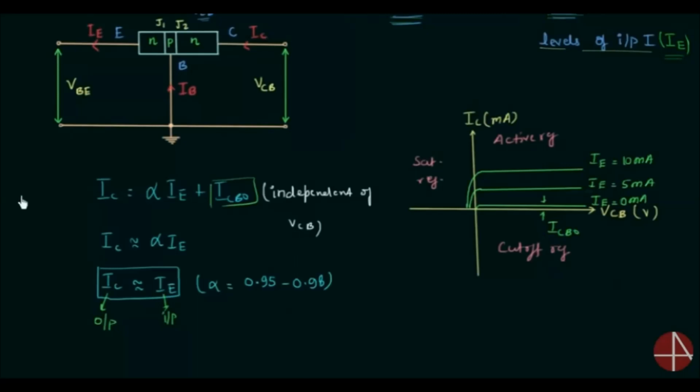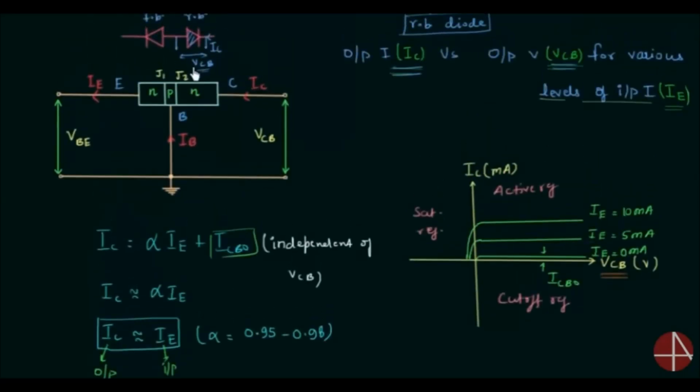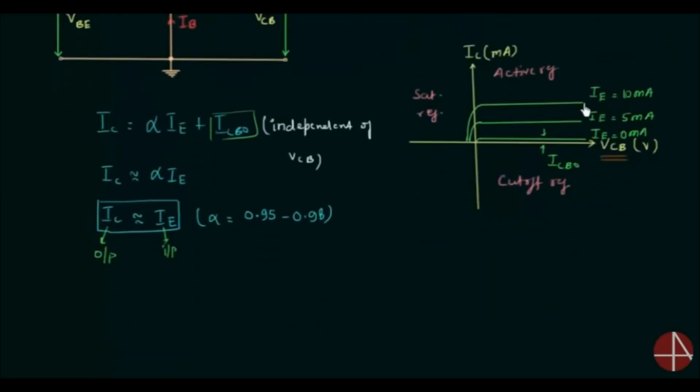Now there is one very important thing that I want to explain you. What will happen if we go on increasing VCB? What will happen if we go on increasing the reverse bias potential? There will be breakdown. We already know in reverse bias condition, if we increase the reverse bias potential, after some time there will be breakdown and the current will increase rapidly. So if we increase VCB, the point will come when there will be breakdown and the current will increase rapidly.